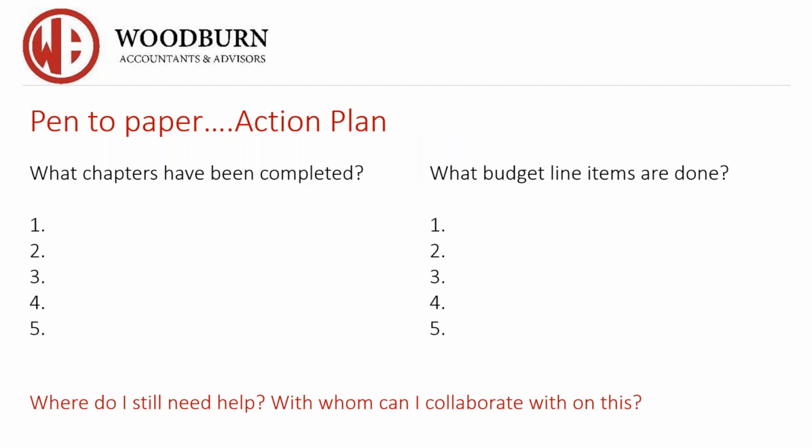All right, so for those of you that are having difficulty putting pen to paper, you know, one of the key things I put in the handbook was what chapters have been completed. So what do you know? What have you put pen to paper on? What budget line items are done as well? And where do you still need help? And obviously the biggest question is, whom can I collaborate with on this? There are a variety of people you can speak to regarding putting pen to paper and analyzing the strategy and the development. Many people that are providing research also help with the development of channel strategies and organization structures and whatnot. So definitely, you know, put that pen to paper.